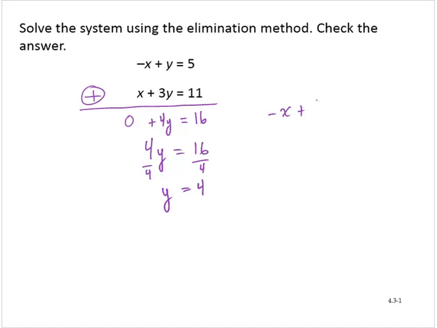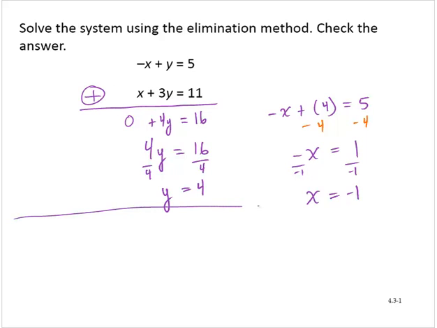-x plus y is 4, -x plus 4 equals 5. I'll subtract 4 from both sides. So then -x is equal to 1. And then I'll divide through by the -1, and we find that x is -1. So, we think that the solution as an ordered pair would be -1, 4.